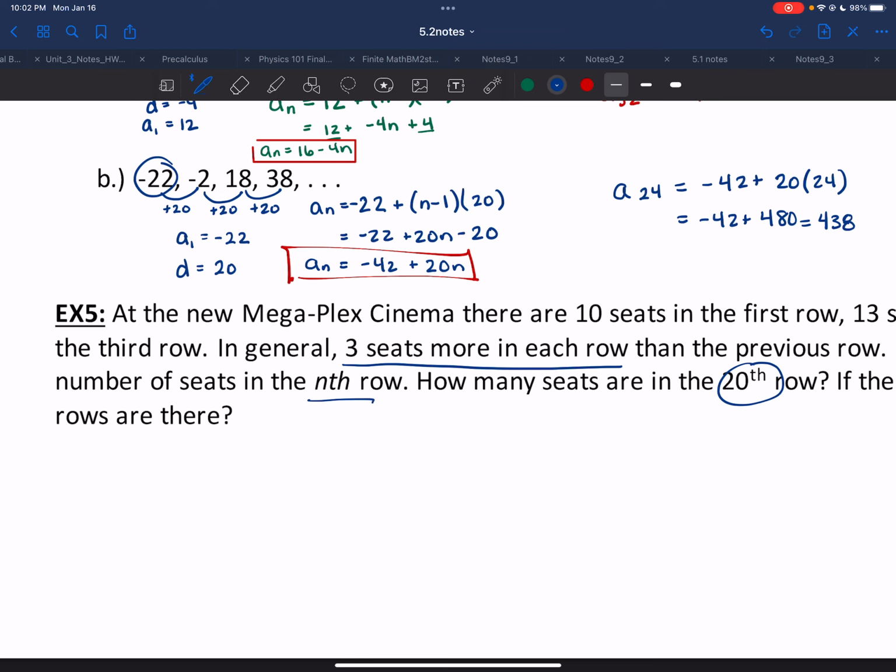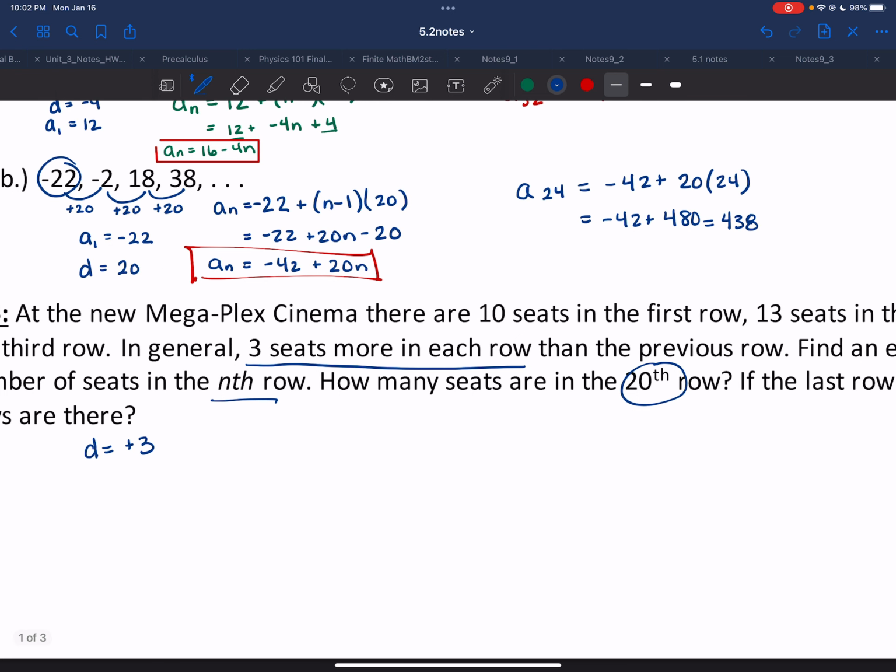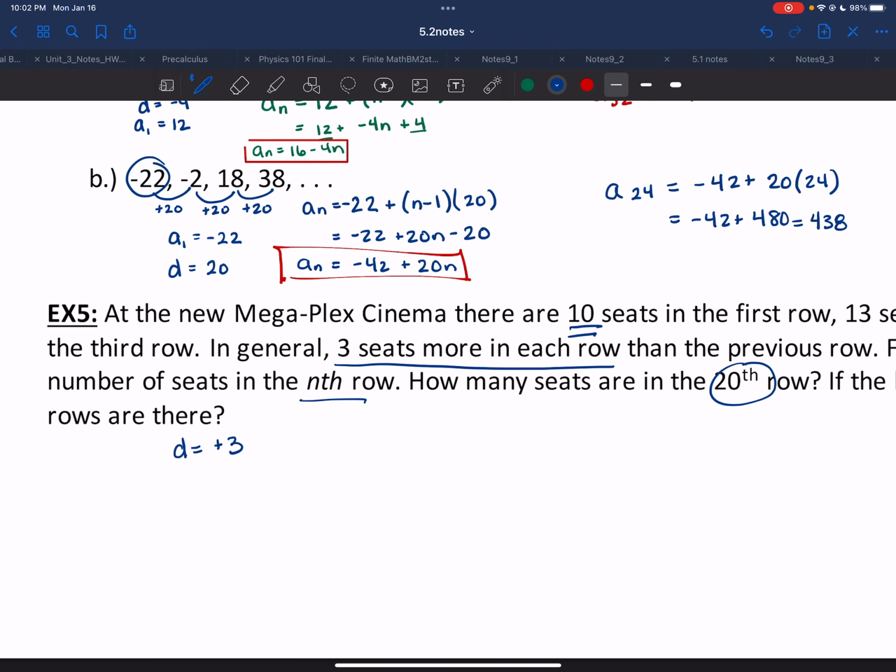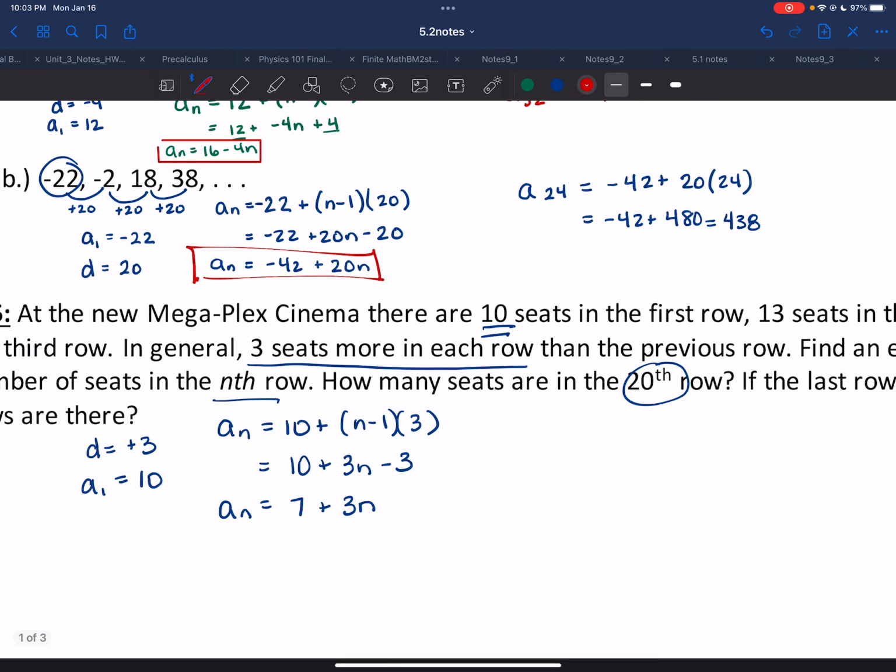Let's take a look at the explicit formula first. I know that the difference is going to be plus 3 each time. My a1, where it first starts, is going to be 10. So a_n equals 10 plus (n minus 1) times 3. So that's going to be 10 plus 3n minus 3. So that's going to be 7 plus 3n. So that should be my equation for determining what row I'm in, okay?